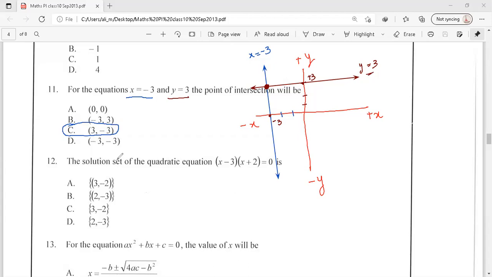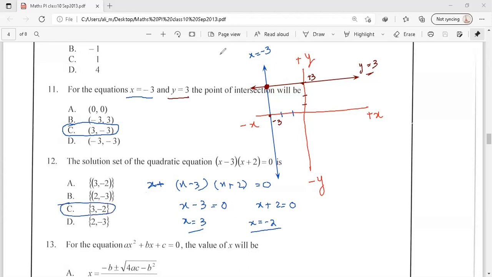Then we have question number 12, in which we have a quadratic equation in its factorized form. So let's find the solution. So x minus 3 and x plus 2 are the factors of that quadratic equation. So either x minus 3 is equal to 0 or x plus 2 is equal to 0. So the values of x are x equals 3 and x equals minus 2. So 3 and minus 2 is the correct answer. So option C is the right answer of this question number 12.